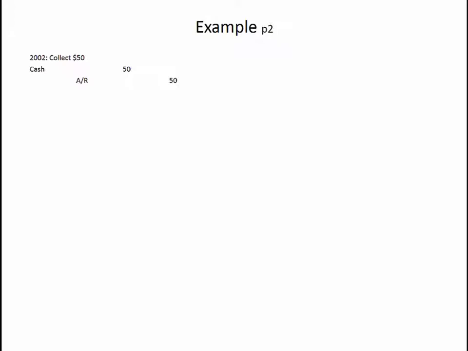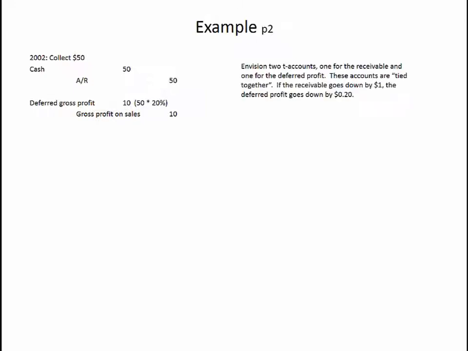So in 2002 we collect our $50, and we collect that like we would collect any other receivable, a debit to cash and a credit to accounts receivable. Now again, our gross profit rate is 20%, so for every dollar we collected, we're going to recognize 20 cents of deferred gross profit. So $50 times 20% is $10, so we're going to recognize $10 of deferred gross profit and put that on the income statement as gross profit on sales. Again, if you wanted to do this based on proportions, we collected half of the $100 selling price this year, and so we're recognizing half of the $20 gross profit this year. It's much more common, though, to think of this in terms of a gross profit rate times the amount collected.